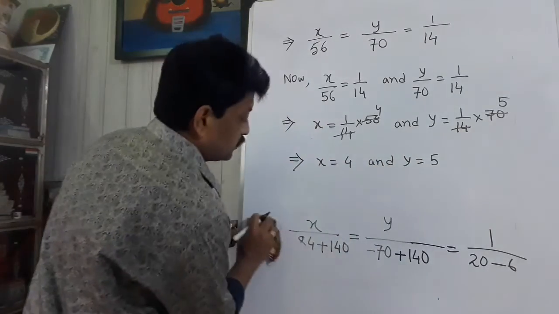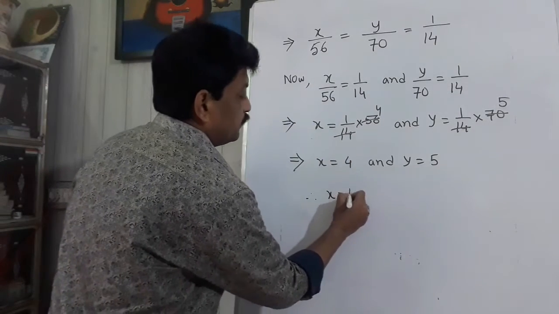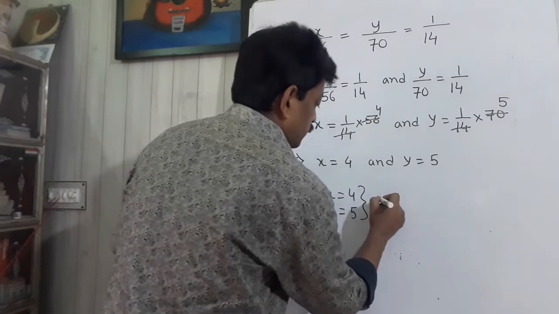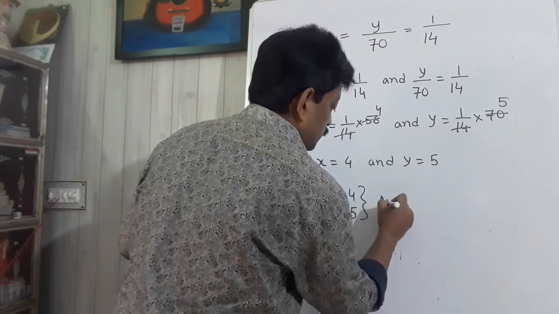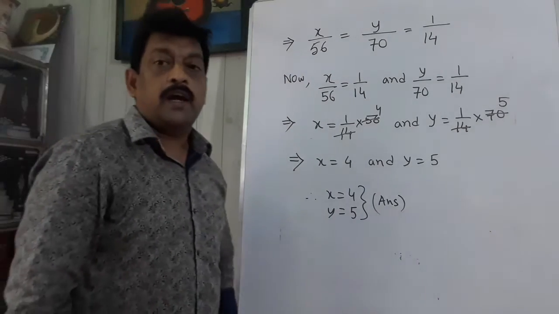So we have got the solutions. Therefore x equals 4, y equals 5. These are the required answer. The required solution is x equals 4 and y equals 5.